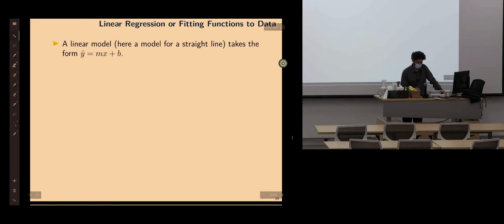Now, you already know that a linear model takes this form. You have y equals some slope times x plus y-intercept, right? So let's call y hat our approximate values getting from the model. X is the horizontal axis. Y is the vertical axis, okay? So that's the model for a line, for a straight line.